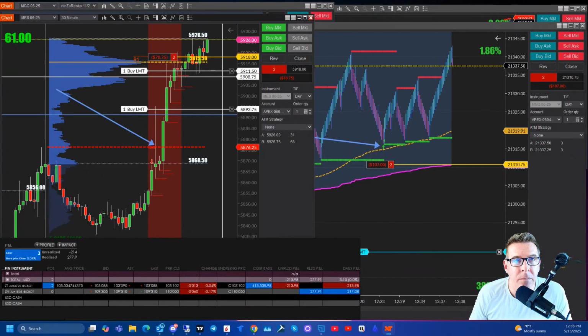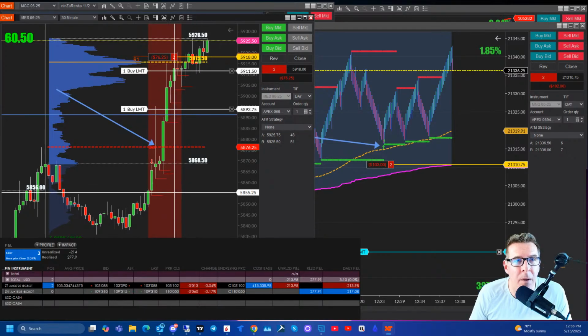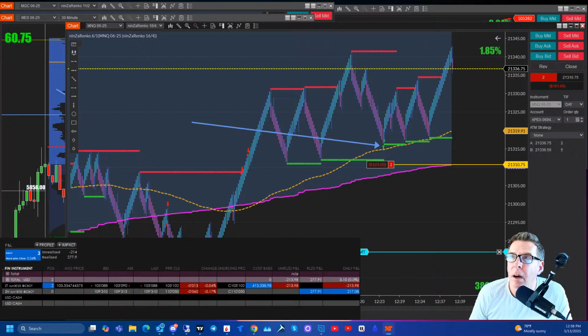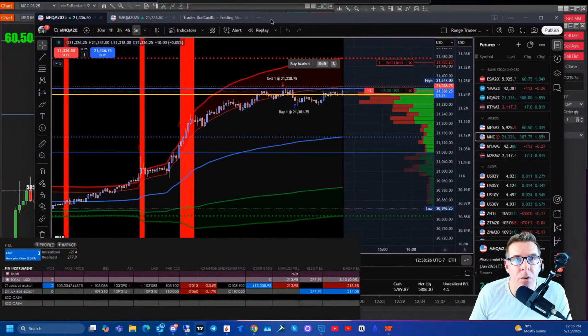So I'm using a 30-minute for higher time frame, and then I'm just using these over here. Now, on TradingView, I have the stay in your lane. Look how it hugged the +2s this whole time.